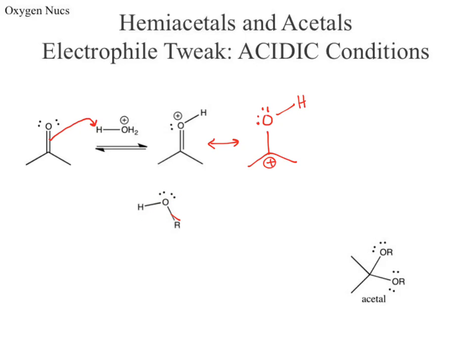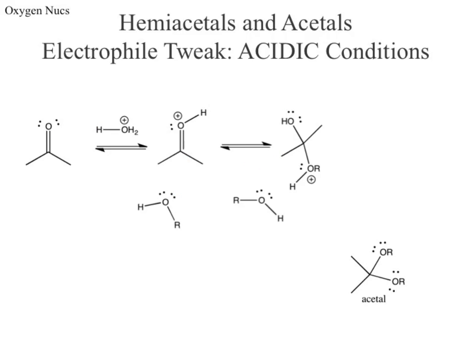It is now more electrophilic. So what can we do? We can take a now weak nucleophile in our alcohol and have it attack the carbonyl. Oh, this one I didn't add any arrows on. That was nice. So once it attacks, we now have our protonated alcohol species.